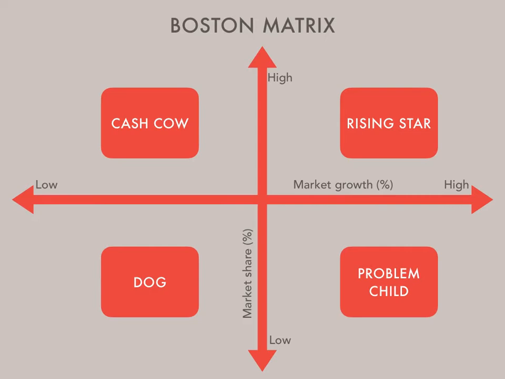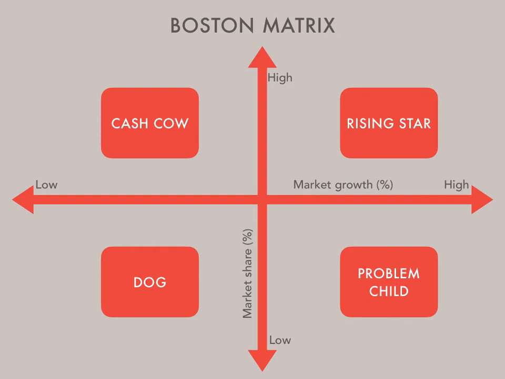So the Boston Matrix is basically like this. That's why it's called a matrix, because it's kind of a grid system. On one axis, the horizontal axis here, you can see we've got market growth. So we've got ranging from low market growth to high market growth. On the vertical axis, we've got market share. So how much of the market does that particular product control? So you've got low market share up to high market share.